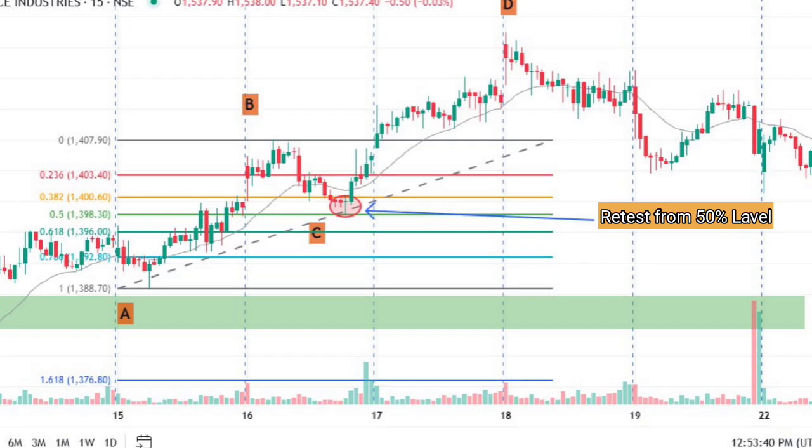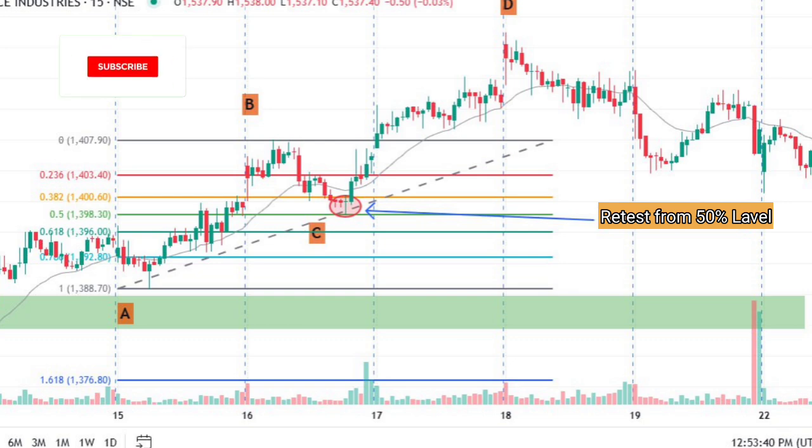Part 2. The non-negotiable rules and how to draw it perfectly. Rule number 1. The BC leg. This is the correction. It must retrace between 38.2% and 78.6% of the AB leg. The sweet spot? The 61.8% Fibonacci level. If it retraces more than 78.6%, the pattern is likely invalid.